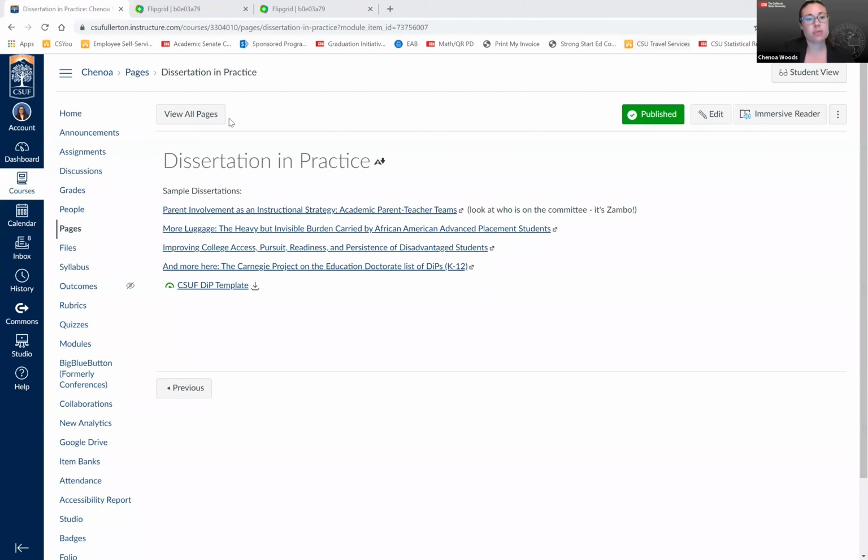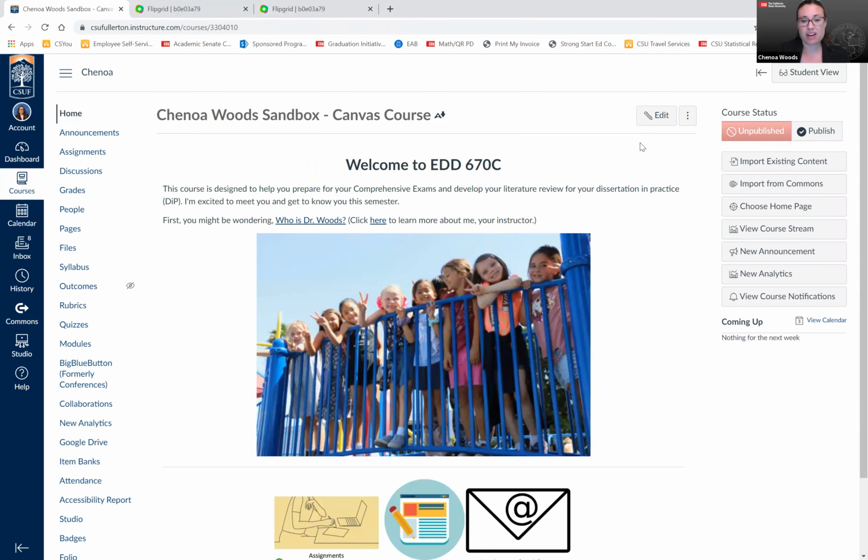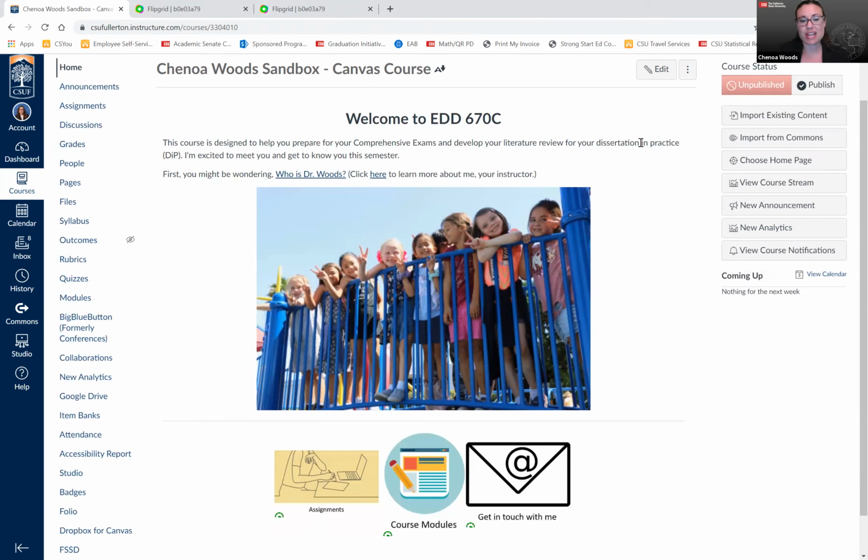The other thing that I did here was I imported this dissertation in practice page from the summer course. So now we've learned how to import and export those kinds of things from courses in different sections. So that was an example of how I did that. But those are the things that I learned in this course. I feel a little bit better implementing some ways to engage.